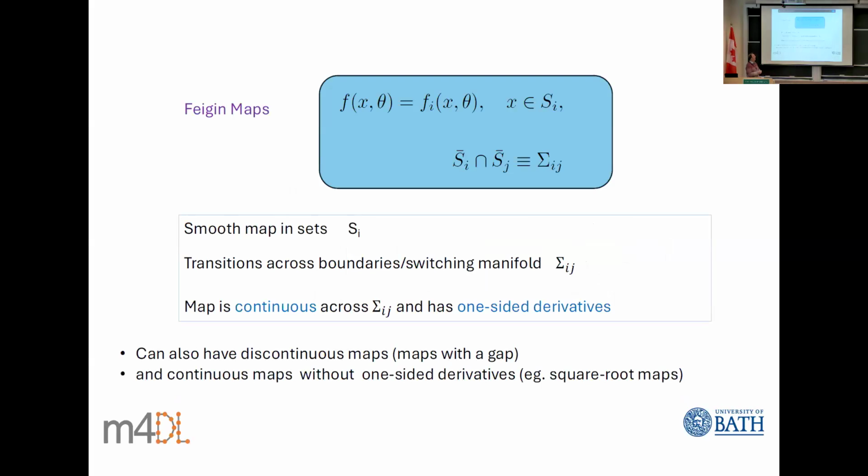Here's a different type of thing. These are maps, the same sort of idea, studied by Feigin. These are maps where the right-hand side, again, can change across a boundary.